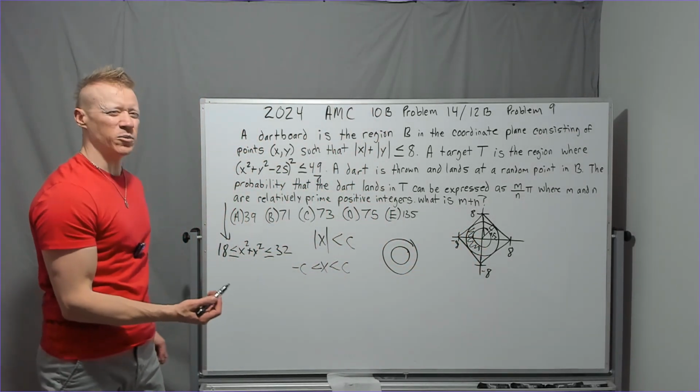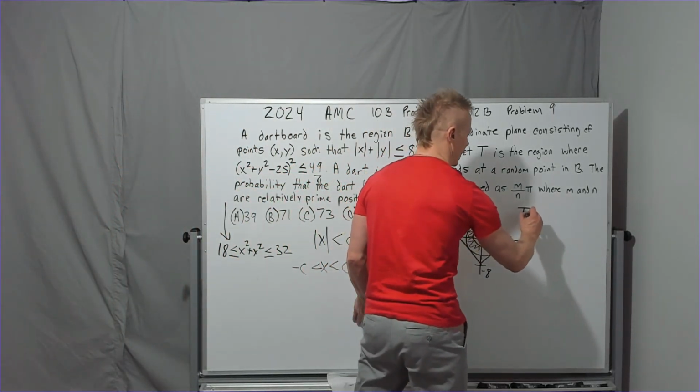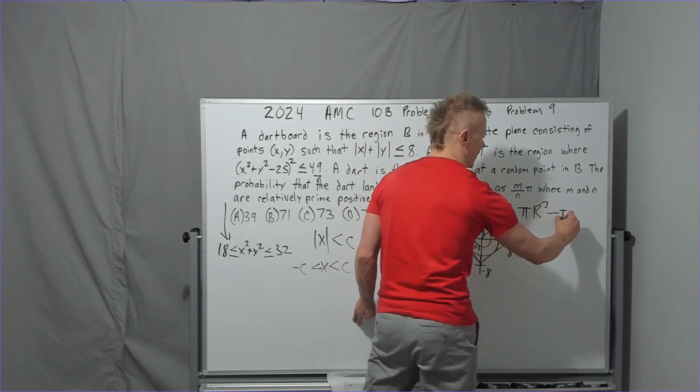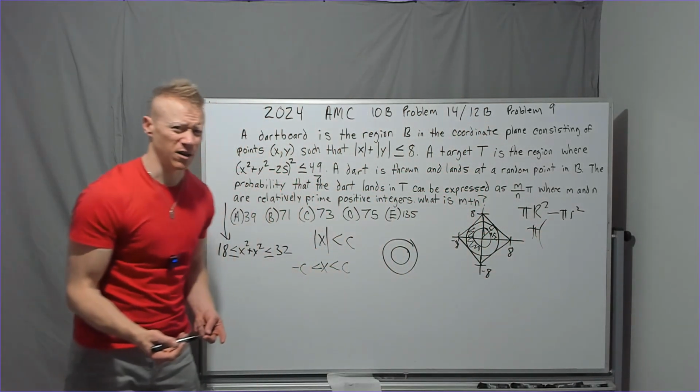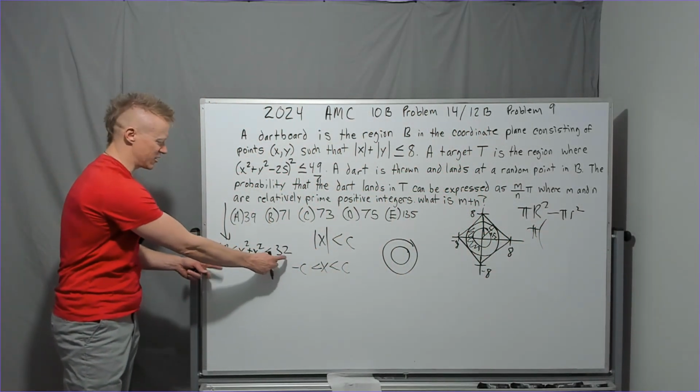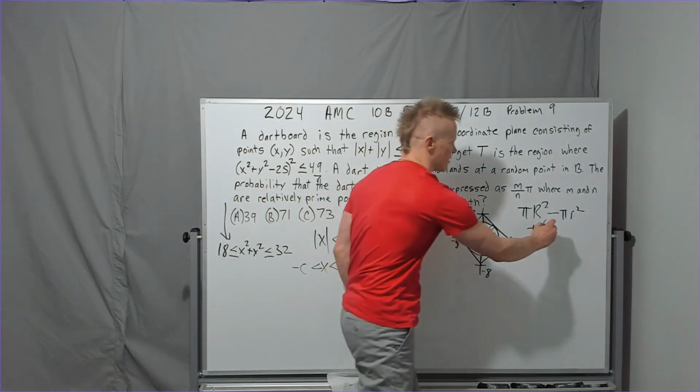So how would we get that? It's simply pi big R squared minus pi little r squared. You factor out the pi. What's capital R squared and little r squared? They're these things right here. 32 minus 18 is 14.